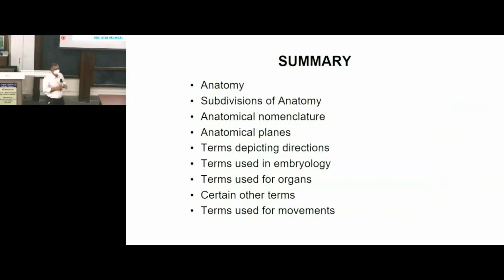So to summarize, what we have learned today is the meaning of anatomy. We learned the various subdivisions of anatomy. We learned the principles of anatomical nomenclature, anatomical planes, terms depicting directions used in embryology, organs, and certain other terms particularly with reference to limbs. So for movements, for muscles, for side and for joints, all these terms are the things that we learned today.